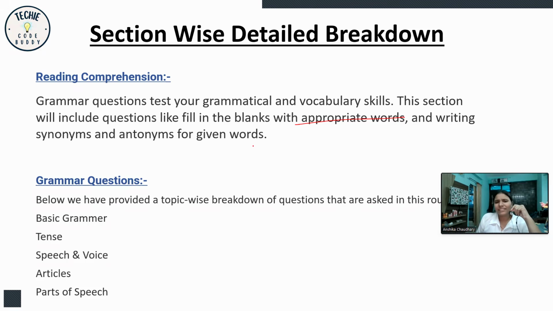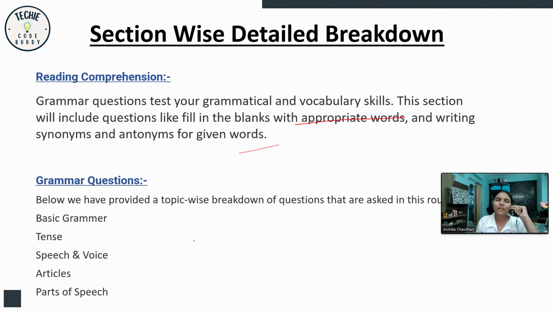So I got the information that in the SVR round they can ask reading comprehension and some grammar questions. That's why I have included it here. But otherwise, I haven't seen reading comprehension and grammar questions directly in the SVR round, right? They play a role somehow, but not directly, as far as I have seen in the previous year papers.